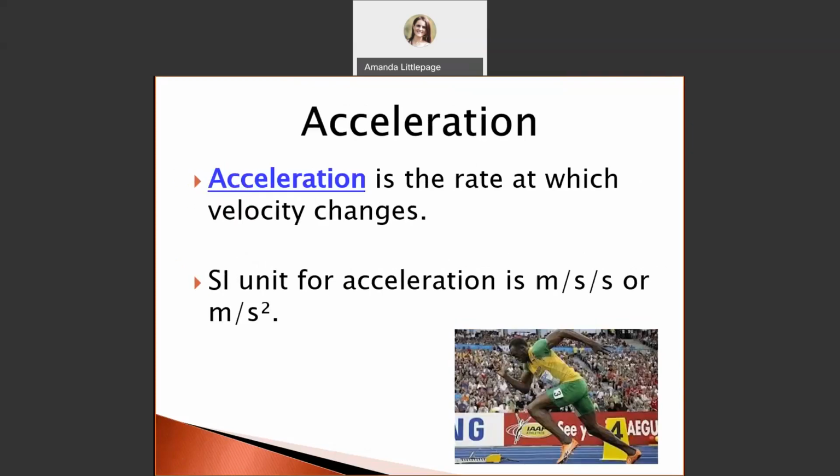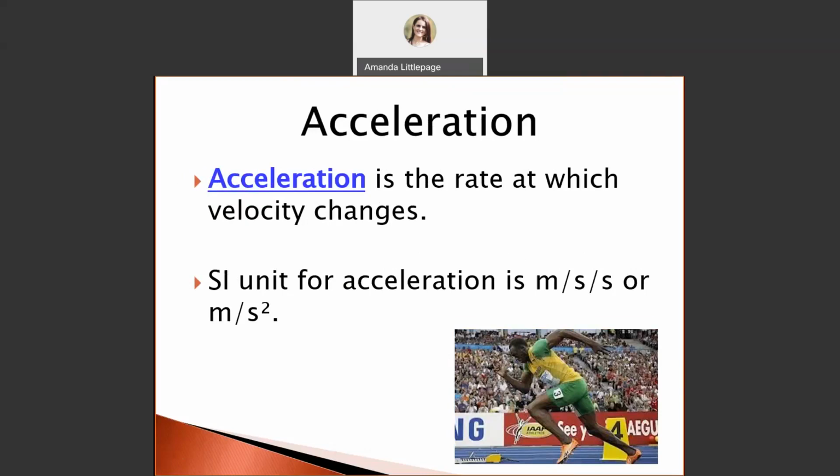Lastly, acceleration is the rate at which velocity changes. We record acceleration as meters per second squared, or m/s². So let's look at the example down here. There's a runner. A runner would be set up on the track ready to run in a particular direction in a certain lane of the track.